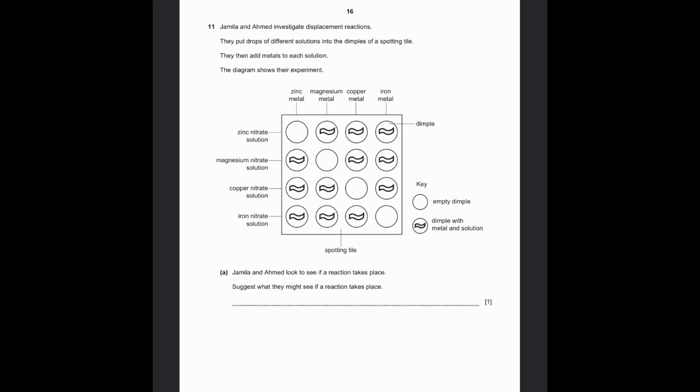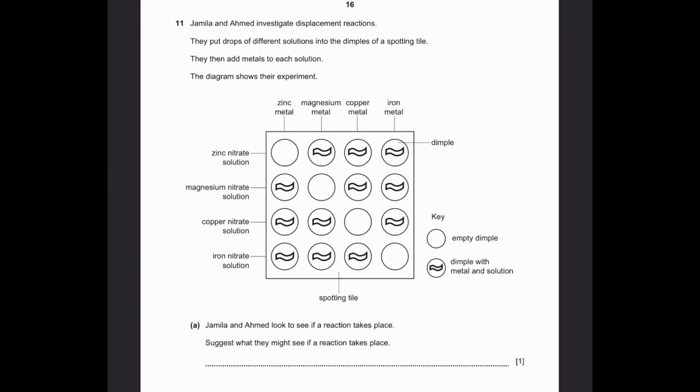That's the answer. Question 11. Jamila and Ahmed investigate displacement reactions. They put drops of different solutions into the dimples of a spotting tile. They then add metals to each solution. So we can see we have a key here, an empty dimple are these 4 ones which have nothing in it, and if we see a curved strip here, dimple with metal and solution.